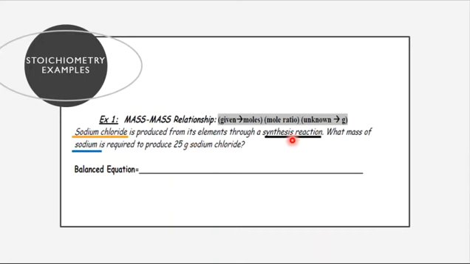Because it's a synthesis reaction, we're only going to have one product, which in this case is sodium chloride. And it says what mass of sodium, so that's going to be one of our reactants, is required to produce 25 grams of sodium chloride. So take a moment, pause the video if you need to, and write down the equation with the reactants and products in it.